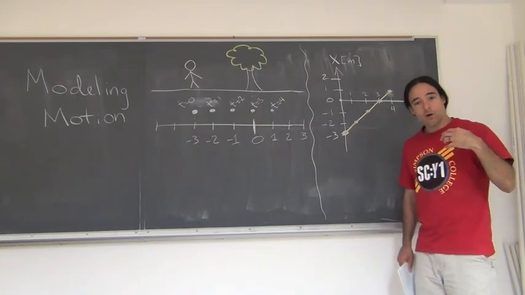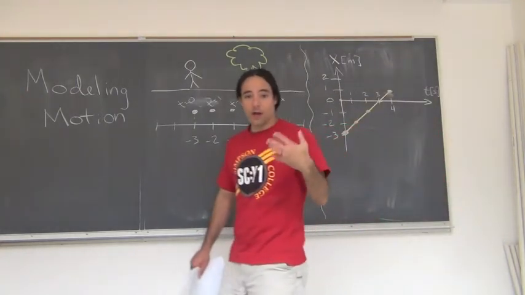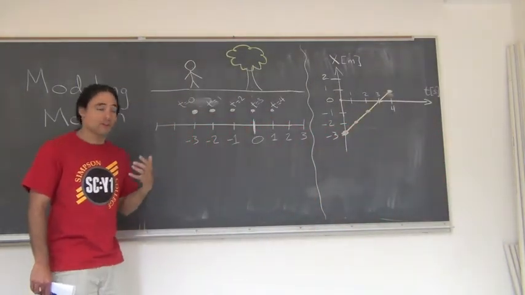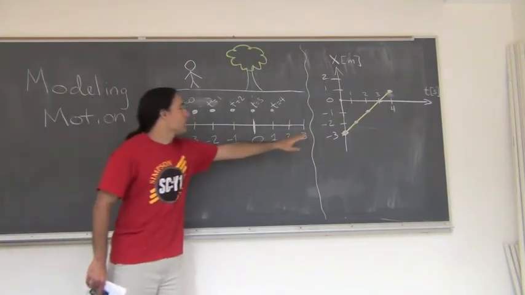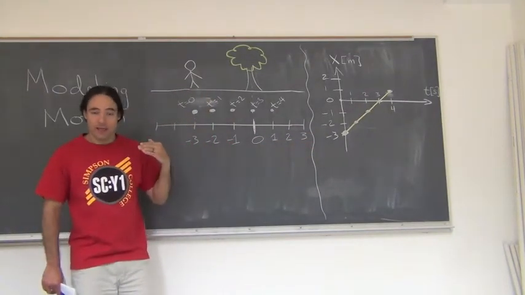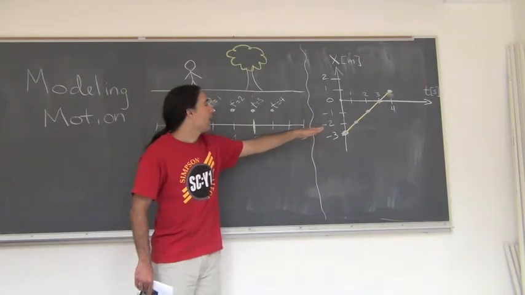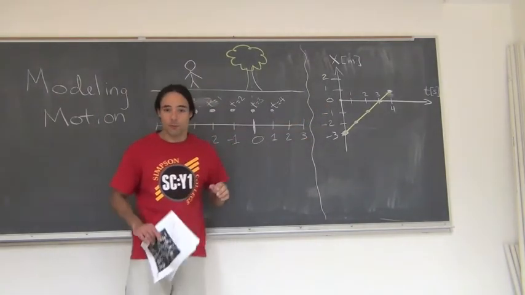And for a situation like this, where we have a constant velocity, a velocity that doesn't change, our graph is just going to be a straight line with a constant slope.